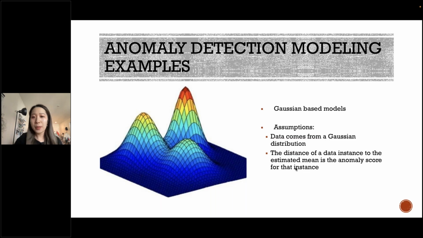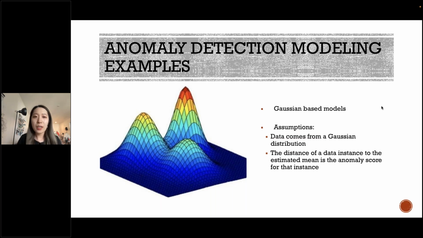For my own experiment, as I mentioned before, I use three different anomaly detection models. The first one is the commonly used Gaussian-based model. It has a very strong assumption that data comes from a Gaussian distribution, and the distance of a data instance to the estimated mean is the anomaly score. So the anomaly score in this case is distance-based.